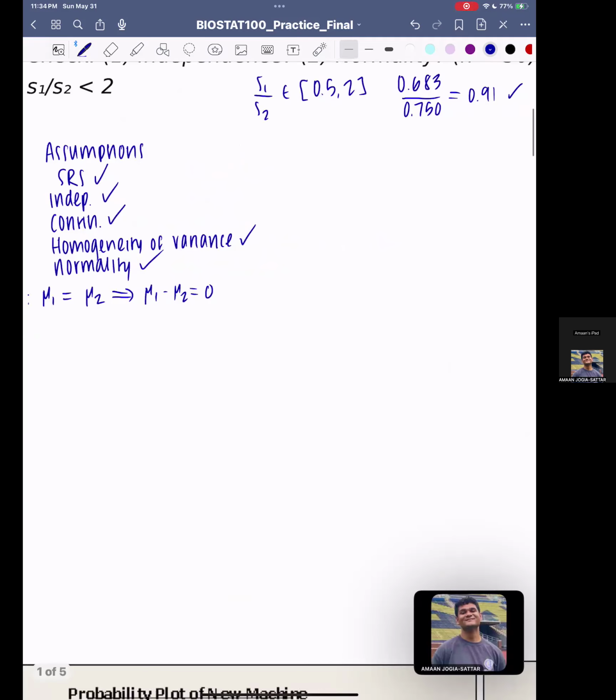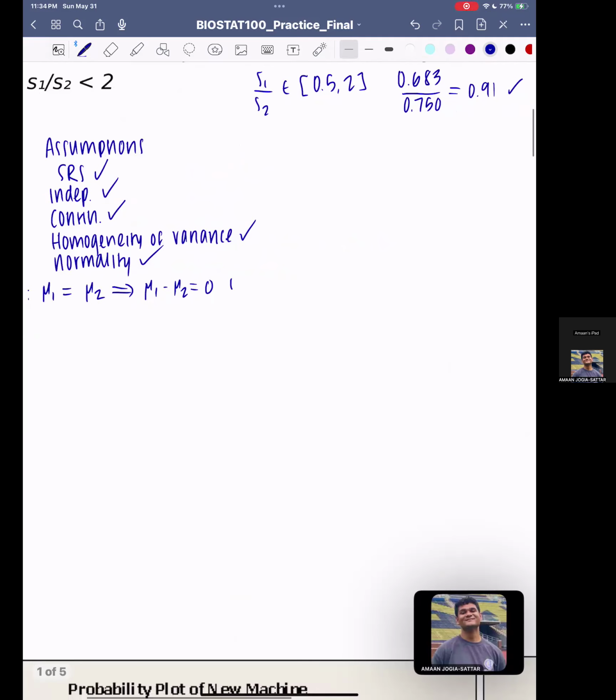And what is this actually saying? This is just saying that on average, both machines are equally fast or slow, depending on how you see the world.